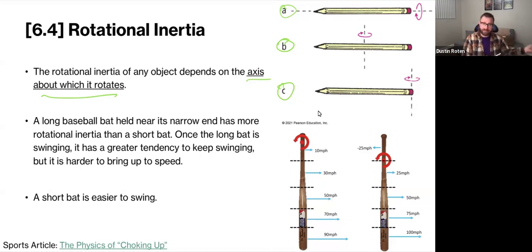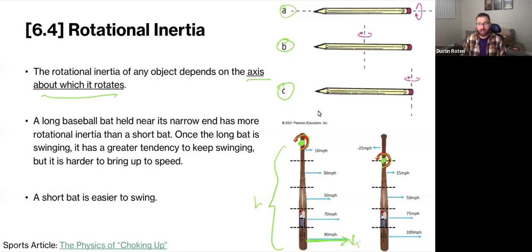Once you get a long bat swinging, it has a greater tendency to keep swinging, but it is harder to bring that up to speed. A short bat is easier to swing. So if you look and see where the axis of rotation is here on both bats, if you start back here and maximize the length of your bat, look at what the speed is. You get a max speed here on the tip of 90.